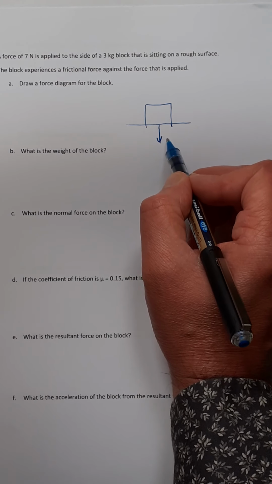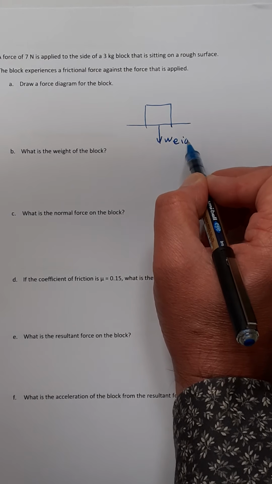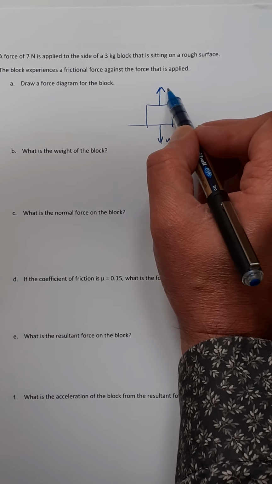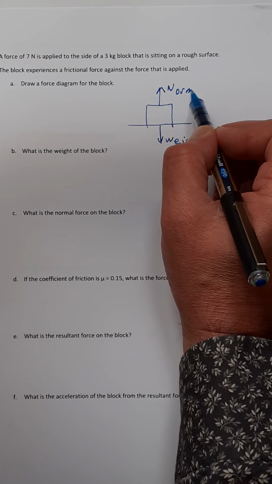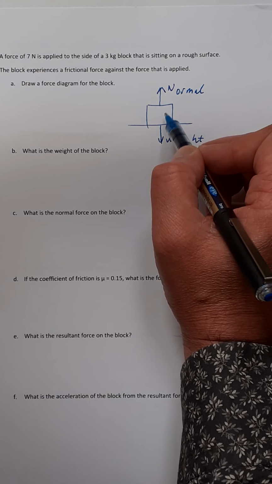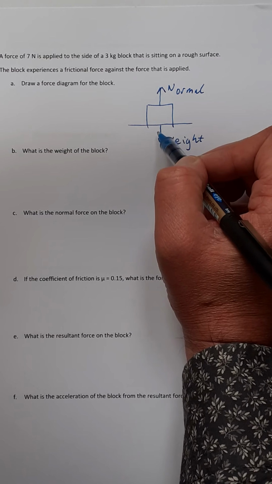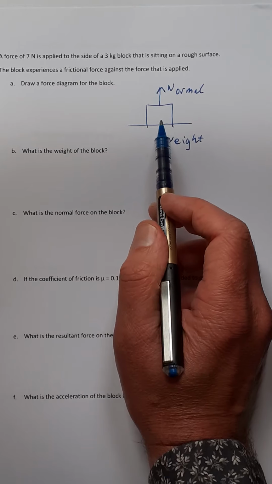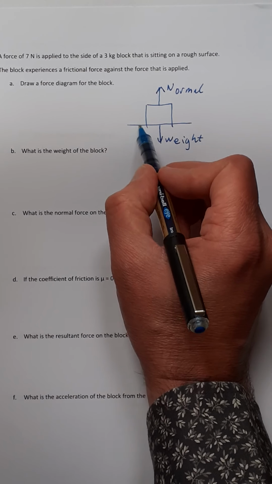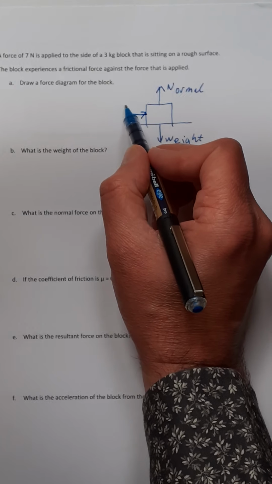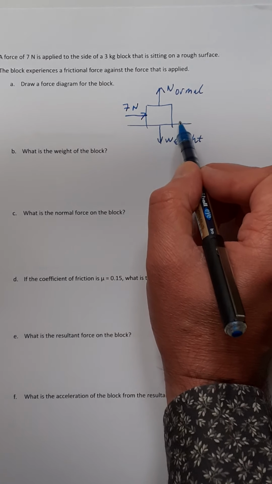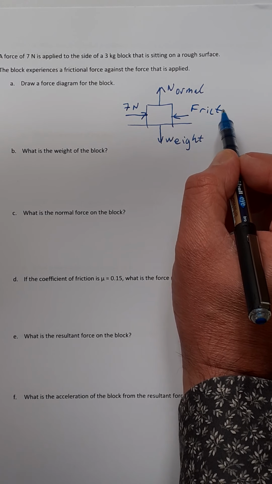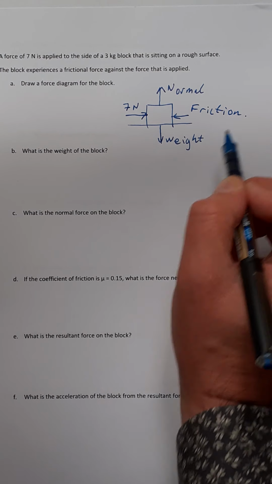And I'm going to say, obviously, this block has a weight. And then because the block's not accelerating through the floor, there must be what I'm going to call a normal reaction force going upwards. If this wasn't balanced, then it would be accelerating downwards, and it's sitting on a surface. So obviously they're balanced. I've then got this force of 7 newtons that I'm going to push in the side. And then it says there's some sort of friction coming out the side here.